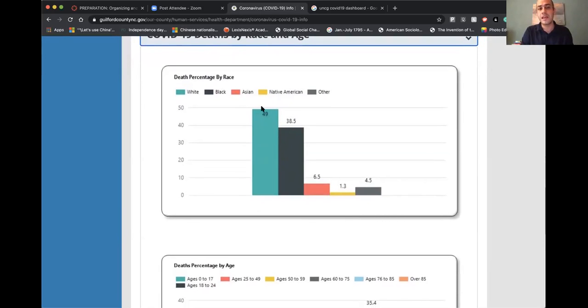Here I can see that 49% of the deaths in Guilford County, North Carolina are whites, and 38.5% are blacks. But you need to put these numbers in context, because you also need to look at what percentage of Guilford County is white and black. If they're not 50-50, let's say in Guilford County only 20% of the population are blacks, and if 38% of the deaths are blacks, it gives you a different kind of picture. So you need to compare these numbers with the actual populations.